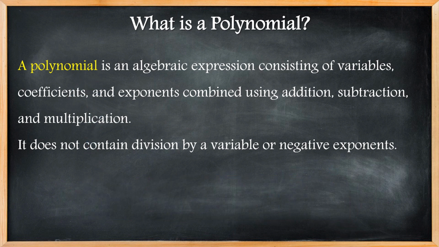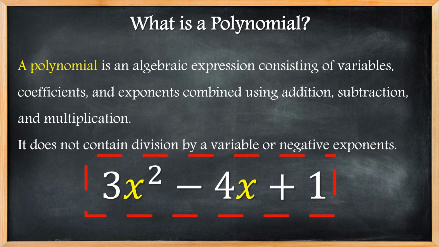What is a polynomial? A polynomial is an algebraic expression that consists of variables such as x, coefficients which are real or complex numbers, exponents which must be non-negative integers, combined using addition, subtraction, and multiplication. One important rule: polynomials do not include division by variables or negative exponents. For example, the expression 3x squared minus 4x plus 1 is a polynomial.